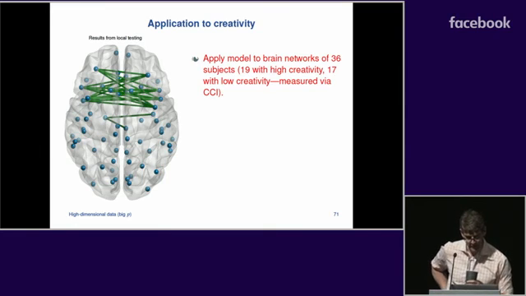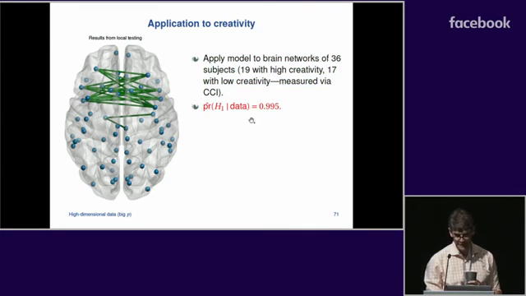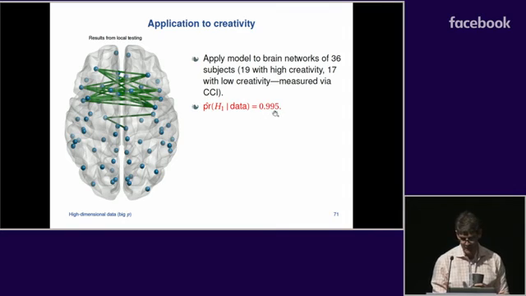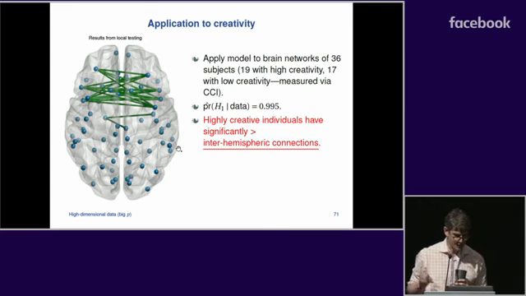Okay, so here are some results. And so we applied the model to brain networks of 36 subjects, 19 with high creativity, 17 with low creativity, measured with the composite creativity index. It gives us an overall posterior probability that there's any difference in brain structure with creativity, and that was 0.995, which is quite strong evidence. And you can see here, what we did is we can flag statistically significant differences in brain structure, after adjusting for multiple testing.